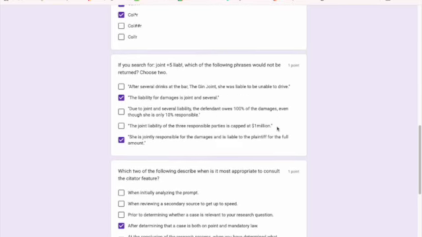The next question is, if you search for joint plus 5 liable with an exclamation point, which of the following phrases would not be returned? So first we need to look at it and what are we expecting? We're expecting the word joint to be first because of the plus. And then within 5 words after the word joint, we need to find something that has the word libel, right? So those are what we're looking for.